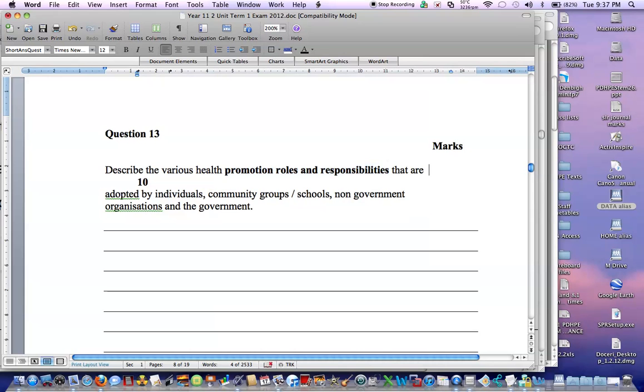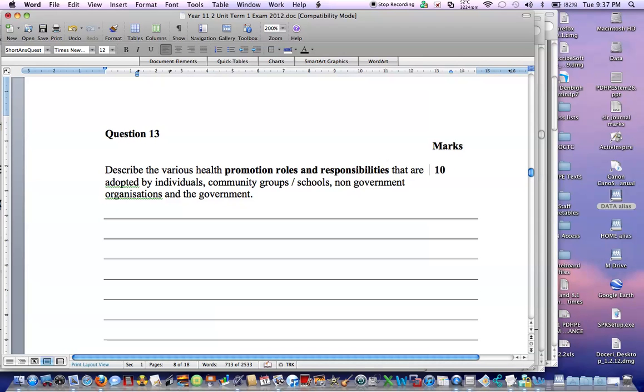I'll just fix this up while we're here. We need to be concerned with individuals, community groups / schools, non-government organisations and the government. They're the 4 areas that we need to have included in our answer, looking at the roles and responsibilities.